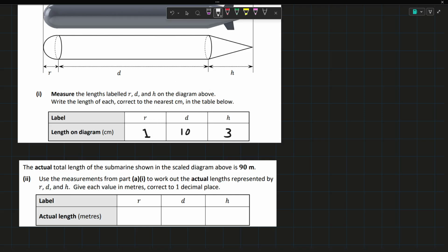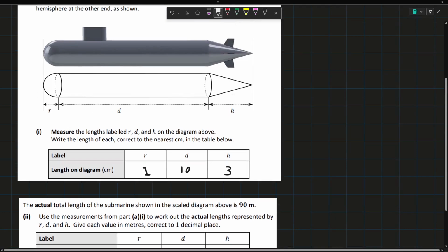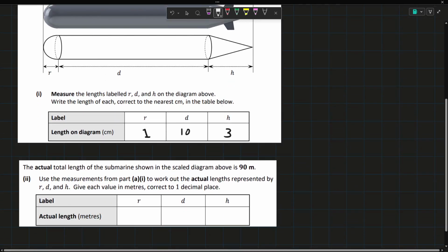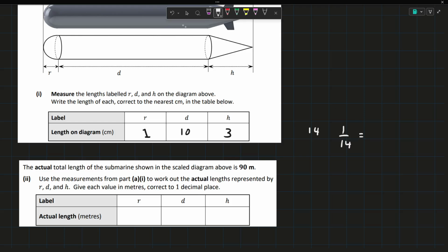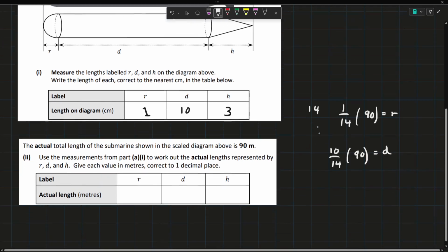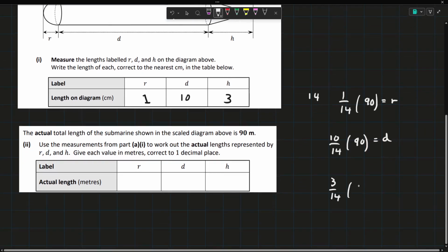So basically the way we can think about this is, if we think about this entire thing as 14 different segments, because when we add all those R, D, and H up, we'll get 14. Well, then 1 out of the 14 is taken up by R. So 1/14 of the total length is R. D takes up 10 of the 14 segments, so 10/14ths of the total length is going to be D. So 10/14ths of 90 will give us D. And then 3/14ths of 90 will give us H.